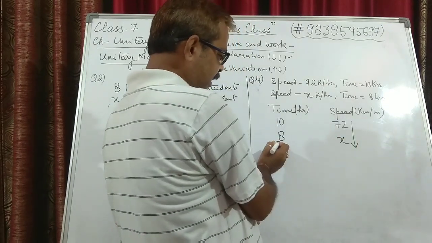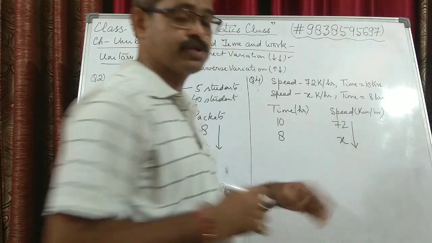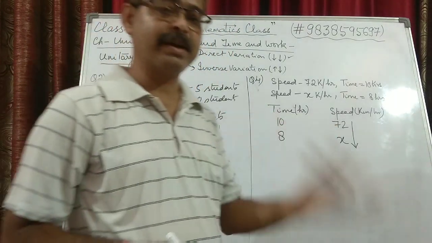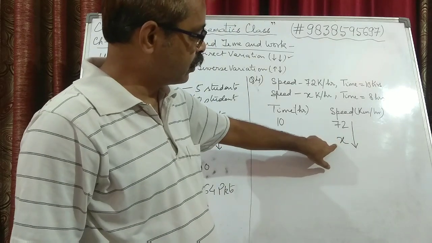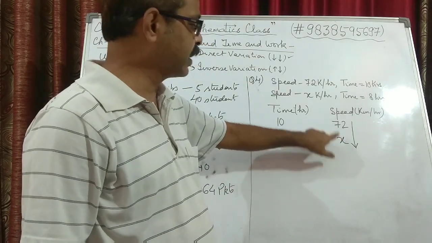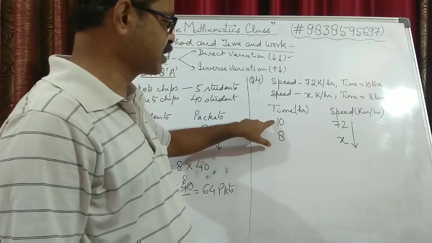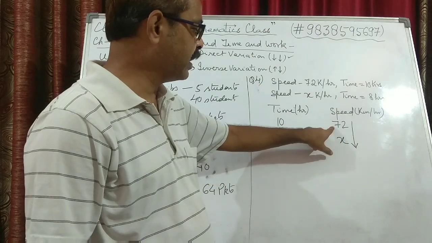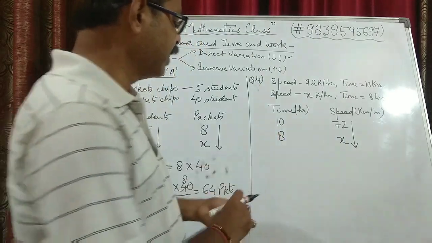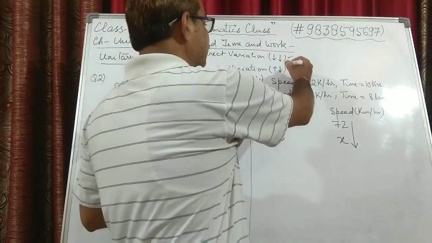But you can see that 8 is less than 10. We are comparing between these two quantities. We are using ratio, and ratio is always a comparison of two quantities. Here the value of x will come more than 72. So x will be greater, 72 will be less. Here it is 8 and 10, so 8 is less, 10 is greater. So more, less, less, more. It means this is a question of inverse variation.